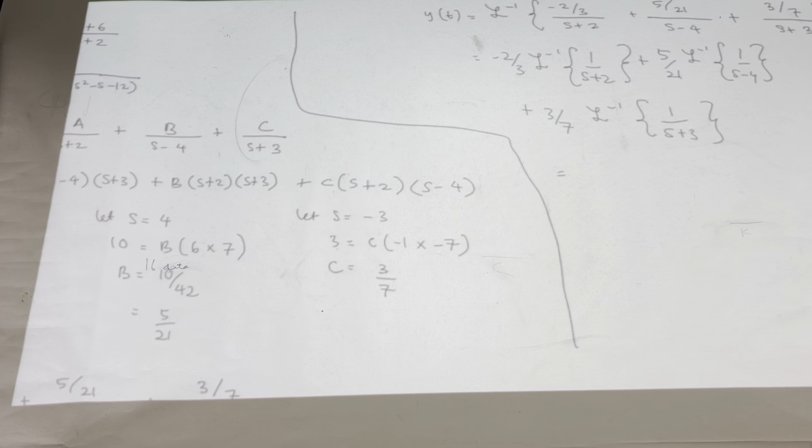So we have minus 2 over 3, S plus 2 is exponent minus 2t. 5 over 21 exponent 4t, and 3 over 7 exponent minus 3t. So this is the answer.